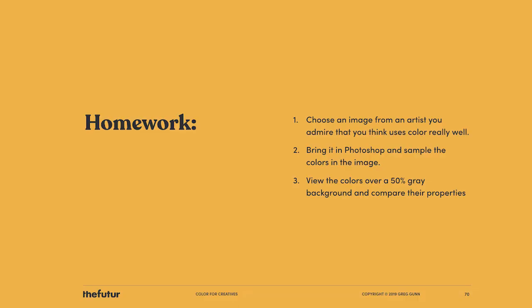All right, let's end this section with some light homework. So here's what I want you to do. Choose an image from an artist you admire and that you think uses color really well. Then bring that image into Photoshop or whatever it is you're using and start sampling the colors from it, just like we did with the painting. Build little swatches for them on a new layer. And then lastly, put a 50% gray background on another layer underneath them.